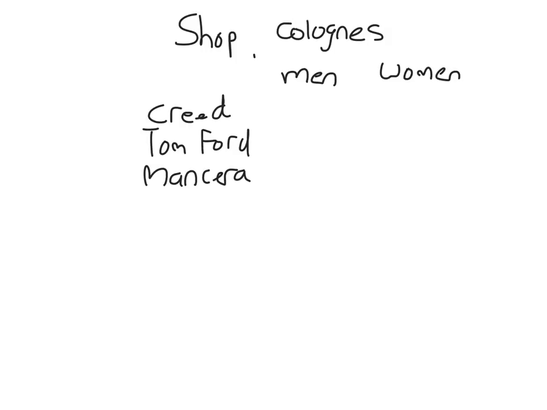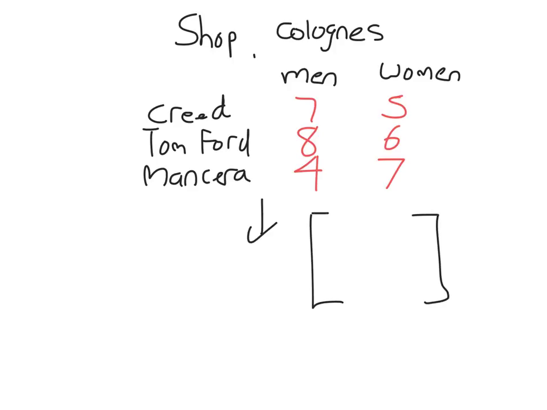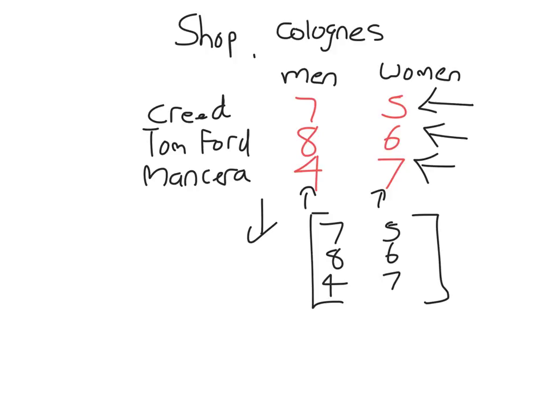So you've seen tables like this before, and I can just populate them with random numbers. Of course, in this case, all of the numbers will be positive whole numbers, because we're talking about the number of something. So I can put this into a matrix. This matrix, just like the table, will have 3 rows and 2 columns: 7, 5, 8, 6, 4, 7. So that's very easy. It's almost commonsensical.